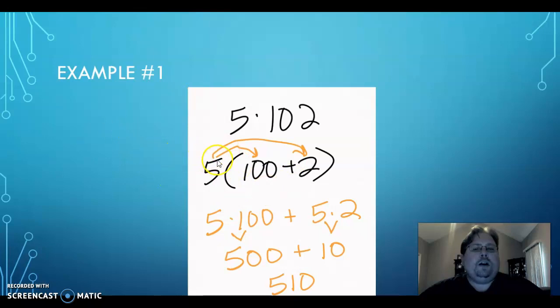So looking at this problem, if we distribute this 5 to 100, we have 5 times 100. We keep our addition sign, and then 5 times 2. So we have 5 times 2 here. So this is written out. And then we do 5 times 100 is 500, plus 5 times 2 gives us 10. 500 plus 10 is 510.